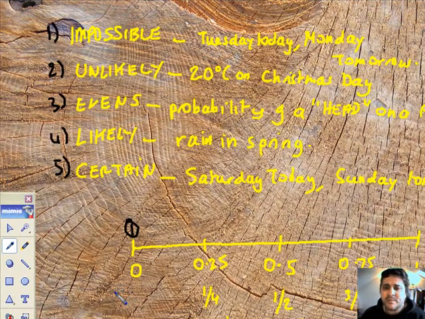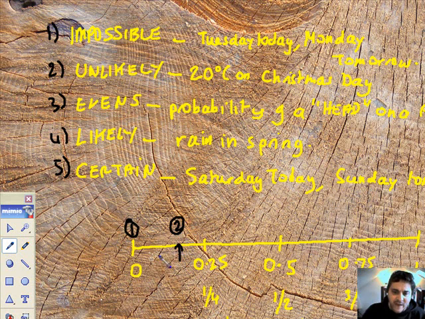Unlikely, 20 degrees C on Christmas Day, unlikely. Well, it's not going to be right in the middle. It's not going to be an evens chance. Unlikely could be maybe here or even here, less than a quarter. So if I put 2 here, that's fine. We should really put arrows. So that's a little arrow to that one. Evens, the probability of a head coming up when you flick a fair coin. So 3 should go there, shouldn't it? Evens, put a little arrow to point to it.